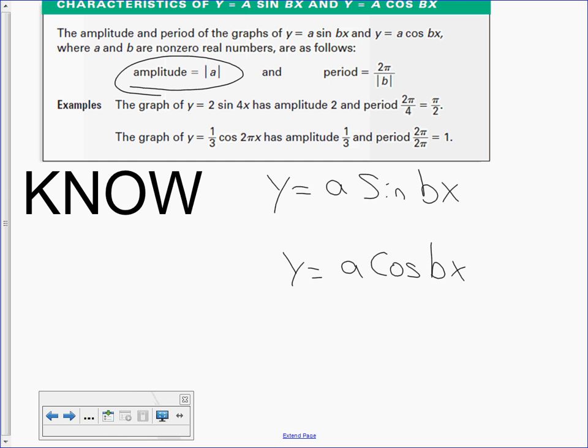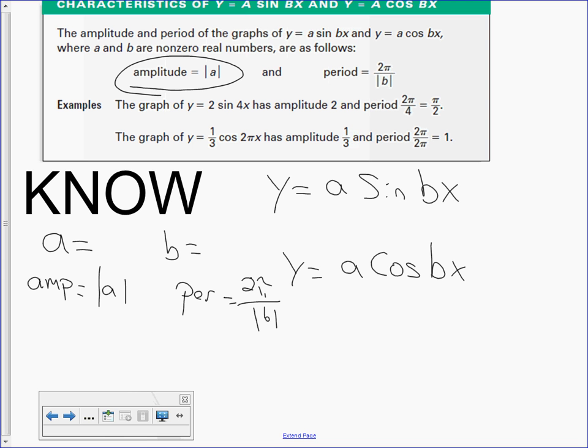Same with the amplitude. So when we're doing these things, remember, your A value and your B value, you want to identify those right away. Because your amplitude, how high it goes up the graph, is always the absolute value of A. And your period, for sines and cosines, is always going to be 2 pi divided by the absolute value of B. Like we said, your B value might be negative, but it doesn't make a difference because you take the absolute value of it when you work with it.